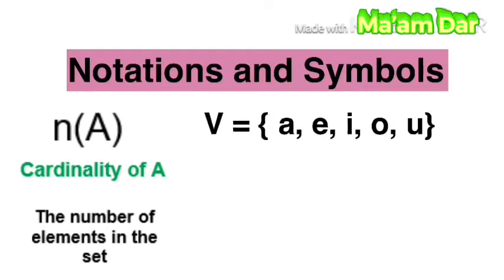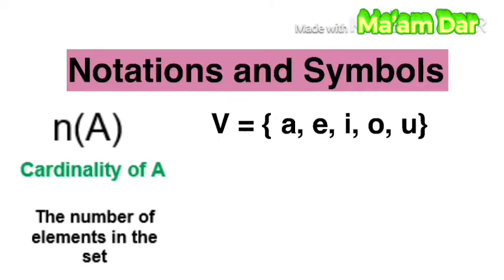For example, V is the set of vowel letters in the English alphabet. What is the cardinality of V? The cardinality of V is 5 because there are 5 vowel letters in the English alphabet.